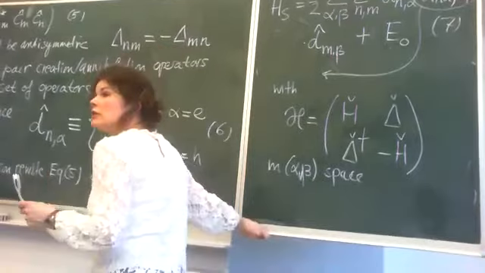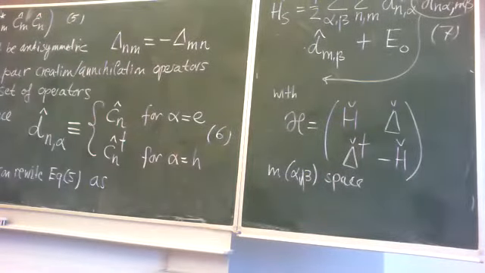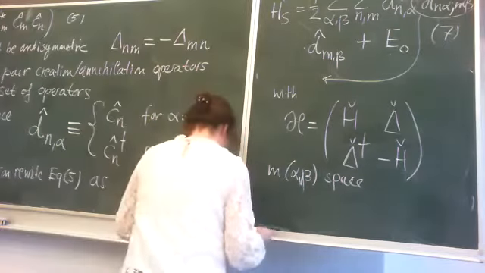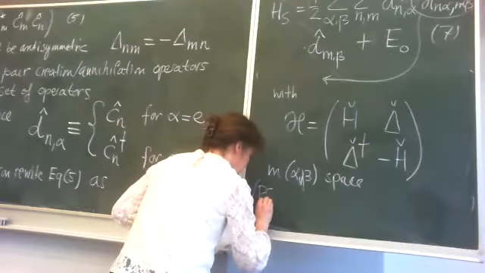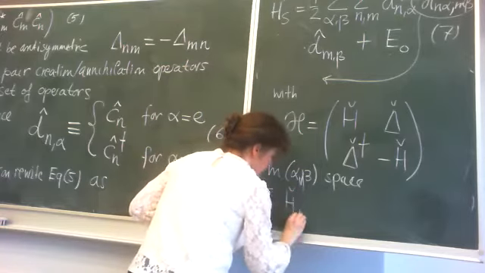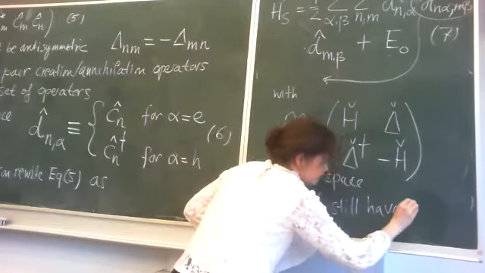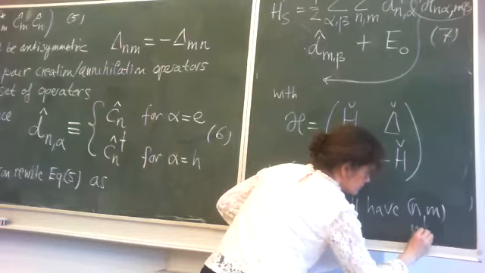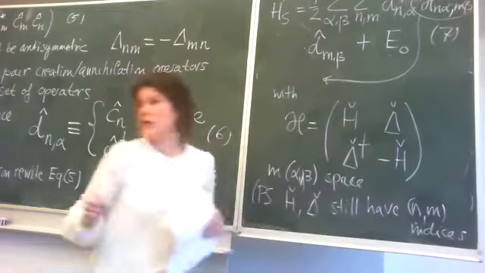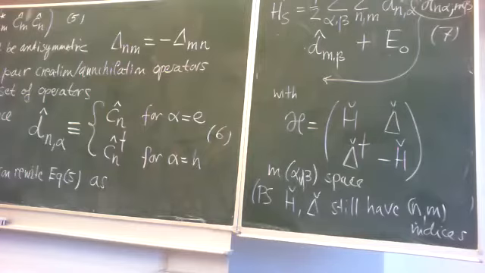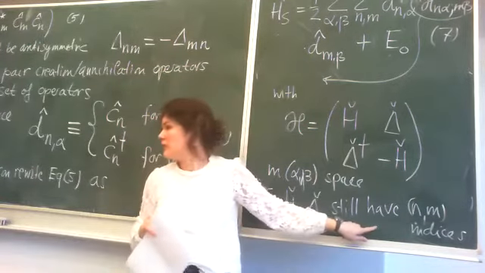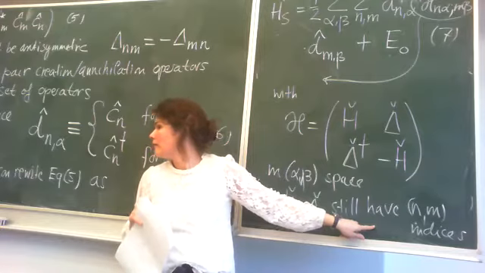So this Hamiltonian is written as a 2x2 matrix in alpha beta space. And remember that these H and delta still have n and m indices. That's important. Yeah, so they've lost their index alpha beta because that is our matrix, but they still have n and m. This is only to indicate that I have left out these indices. They're not written explicitly.